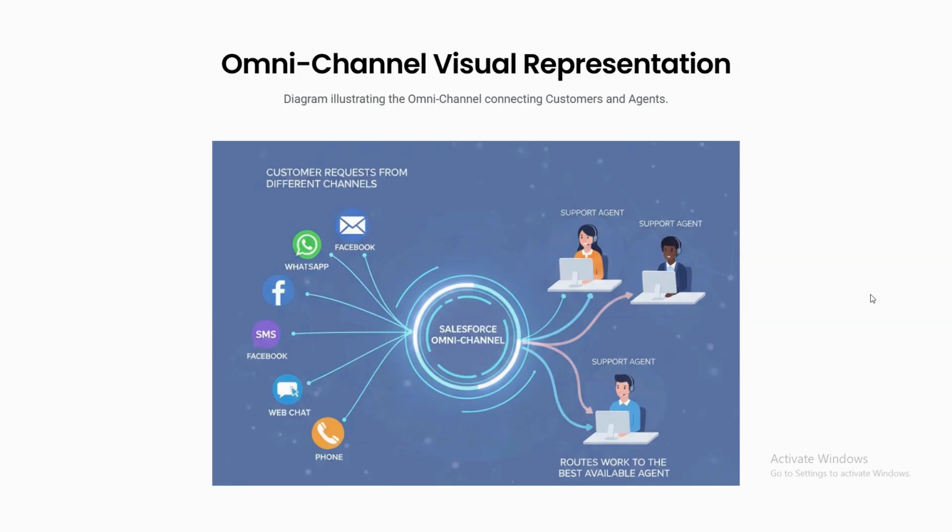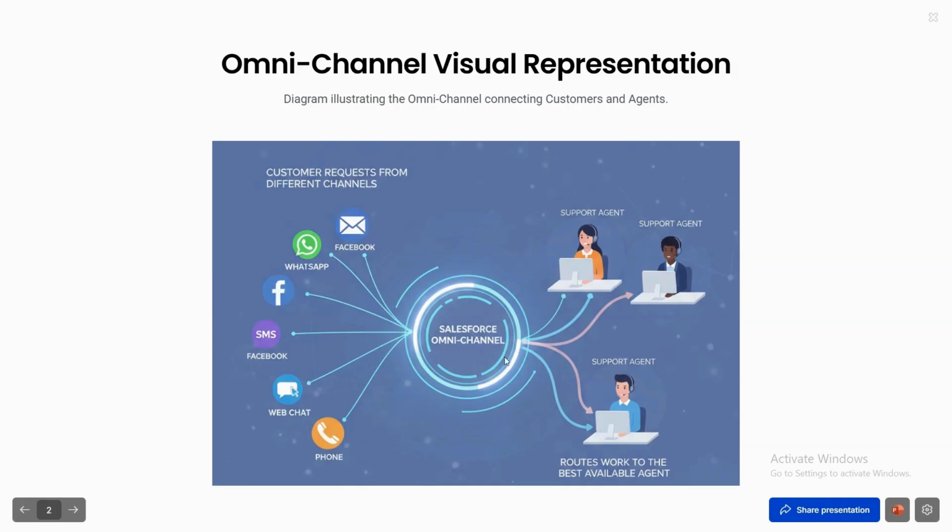Okay, so the first question is, what is Omnichannel? Omnichannel is a feature in Salesforce that offers multiple ways to route. Route means sending the customer request to the best available agent. I will explain what that means with the help of this picture. In this picture, as you can see, there are multiple channels. Multiple channels means multiple ways that a customer asks for support. Let's say they can ask for support from Facebook, WhatsApp, SMS, web chat, phone, email, etc. So the customer is messaging or asking for support from any of the channels.